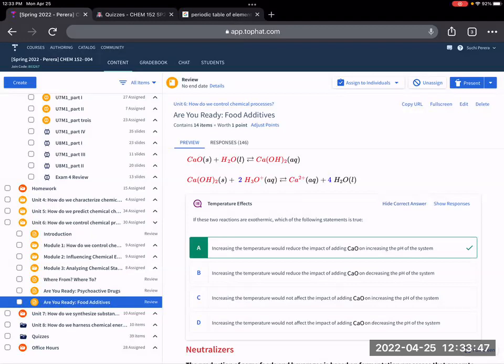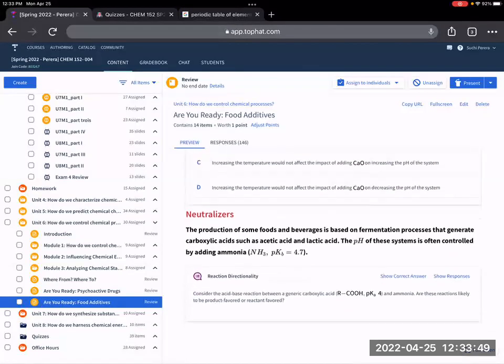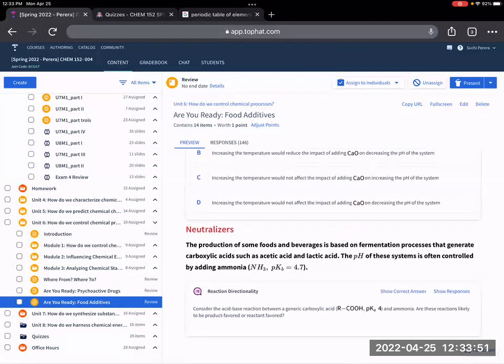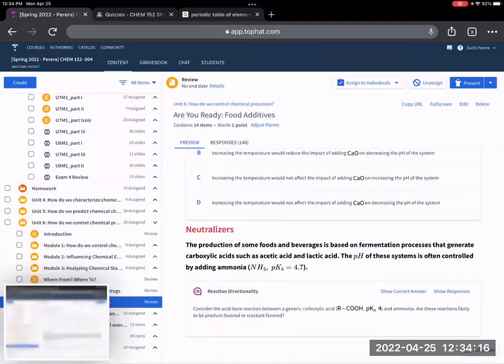Okay, one last question: reaction directionality. Consider the acid-base reaction between a generic carboxylic acid and ammonia. Are these reactions likely to be product favored or reactant favored? Now the idea is, I think I should take a screenshot of this.